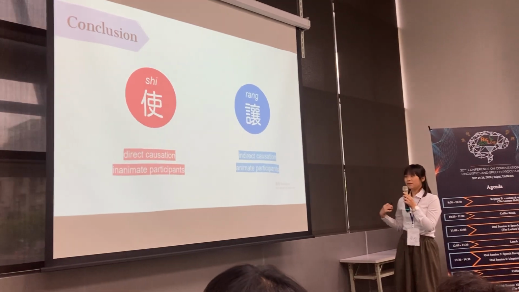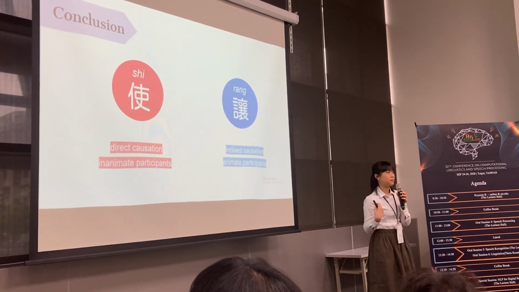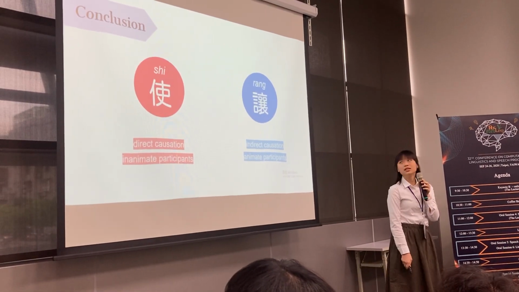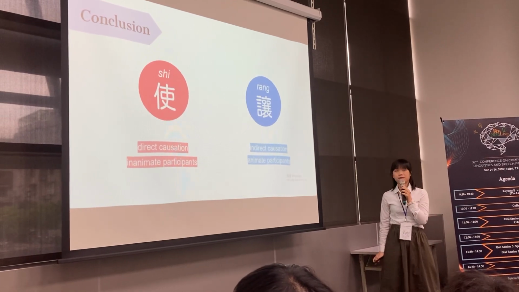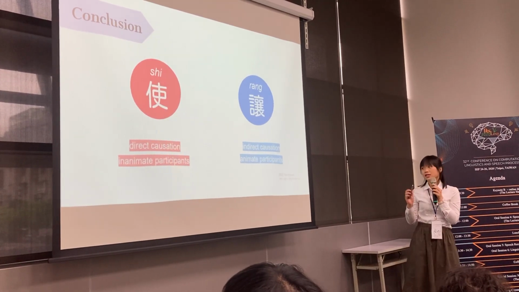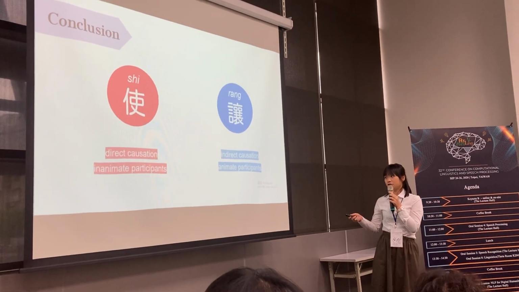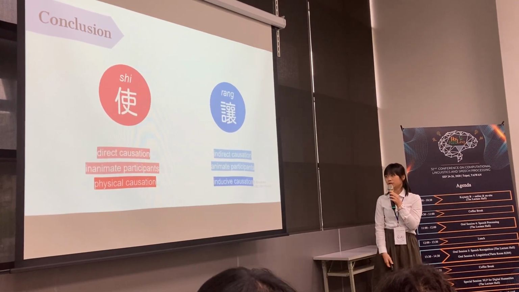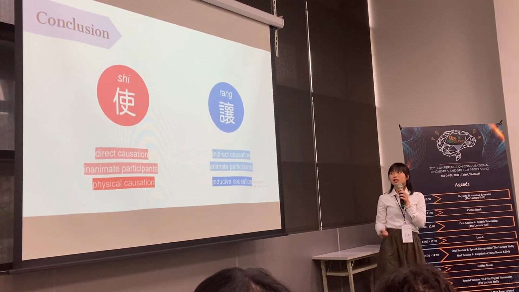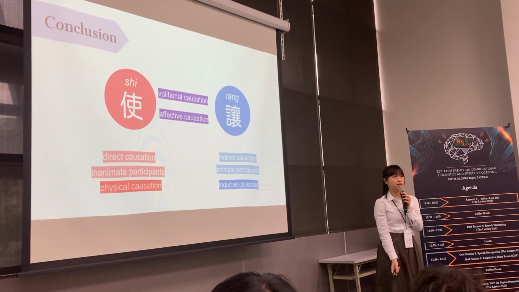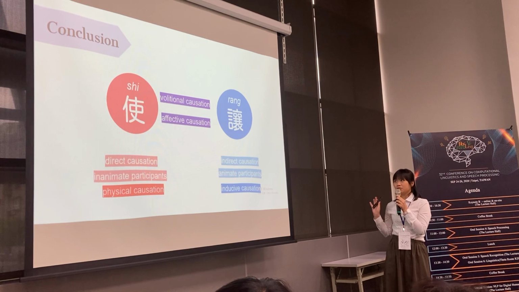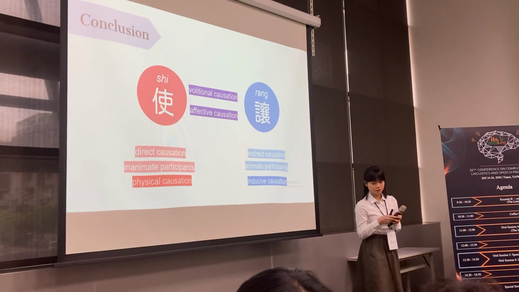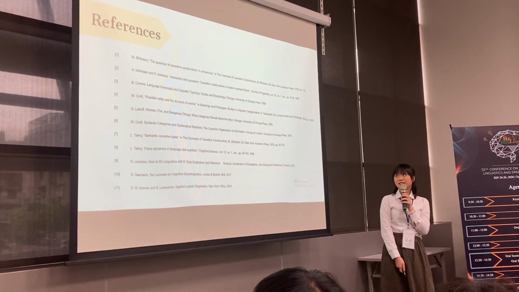使 is often used with direct causation, which involves inanimate participants. 让, on the other hand, is used in indirect causation because it often deals with animate participants. And in our model, the results show that 使 is often used in physical causation and 让 is often used in inducive causation. As for volitional and affective, it seems that there's no big difference between the usage of 使 and 让. This is my presentation, and thank you.